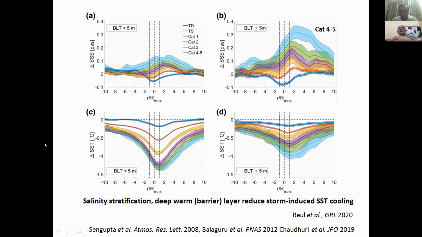So that permits the storm to reach its potential intensity, because what cooling of the sea surface temperature does is it reduces the supply of moisture and heat to the storm. Therefore, if you have this barrier layer structure, the cyclone can reach closer to its potential intensity, because the sea surface temperature does not cool that much, or does not cool at all. In some cyclones in the Bay of Bengal, it hardly cools at all.